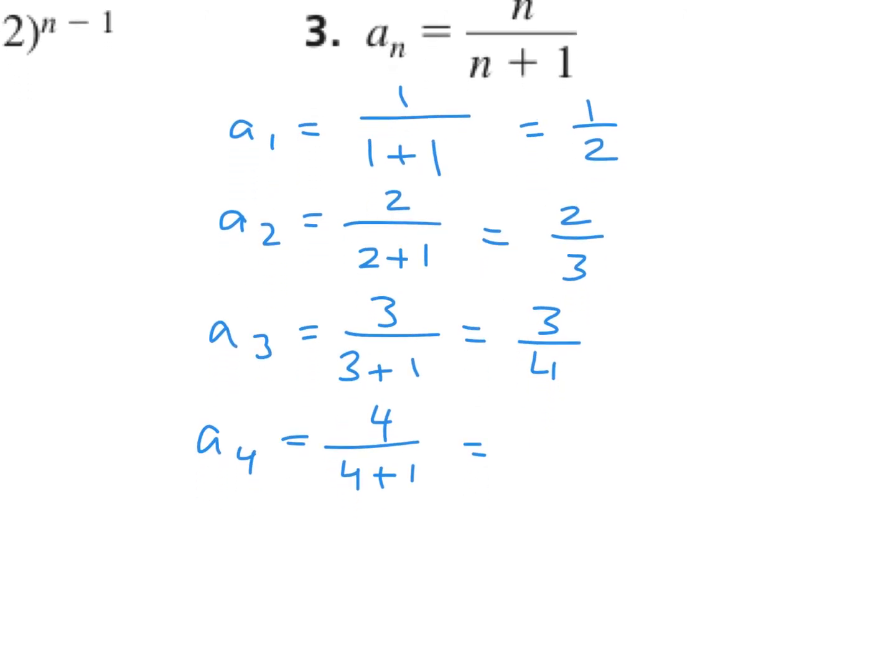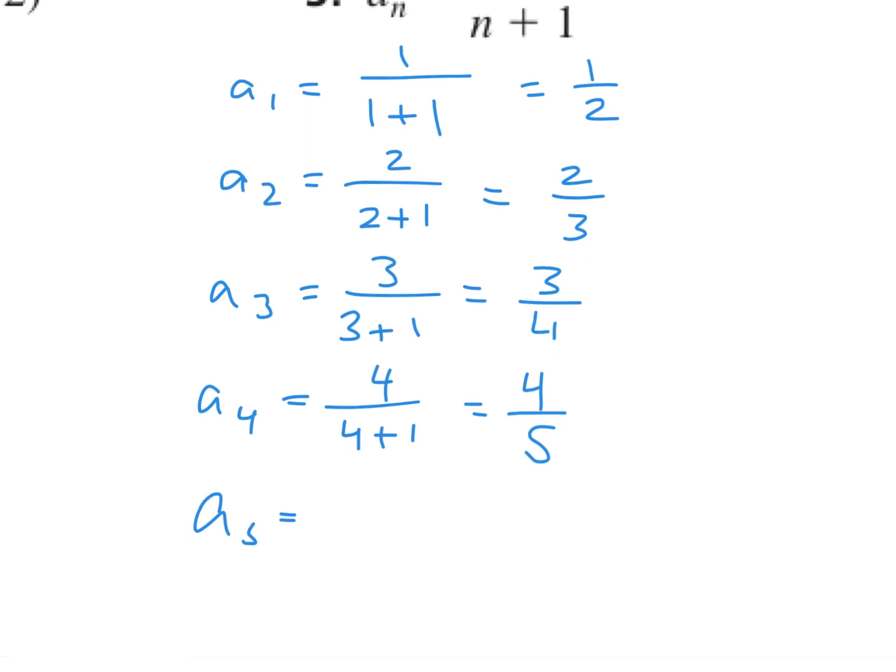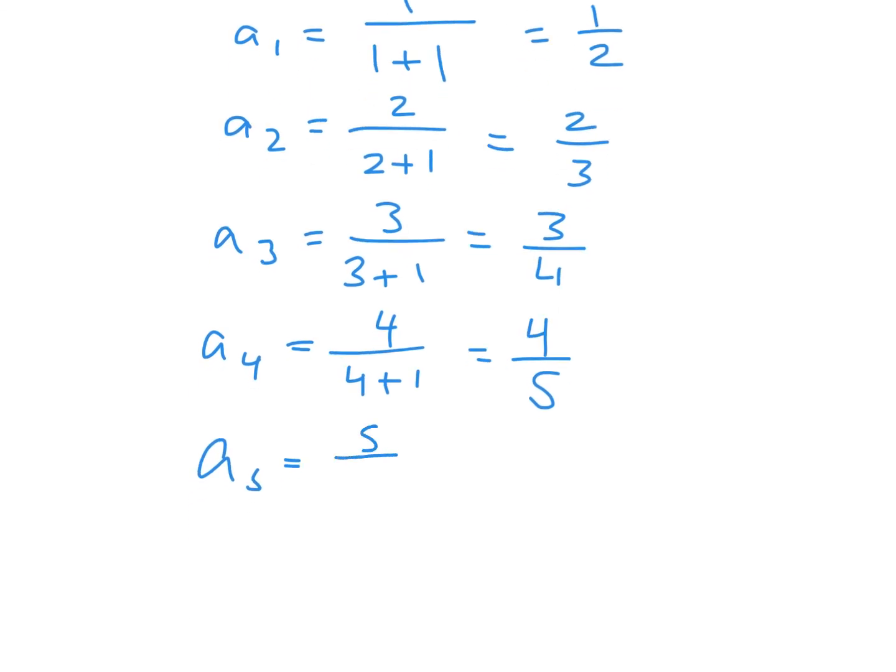What would this be? 4 over 5. Next, we plug in 5. What do we get? 5 over 6, and then we plug in 6. What do we get? 6 over 7.